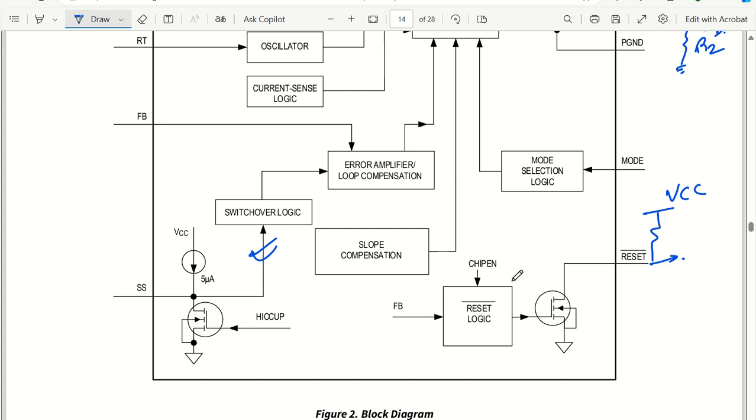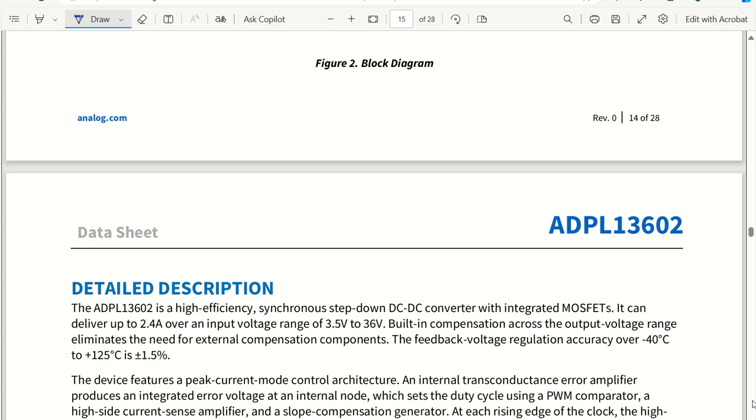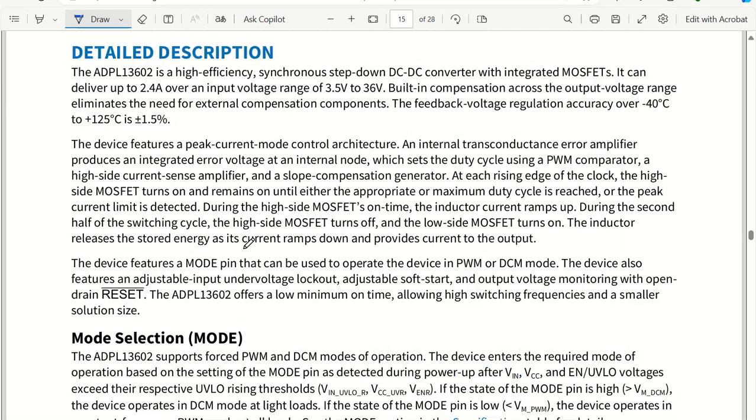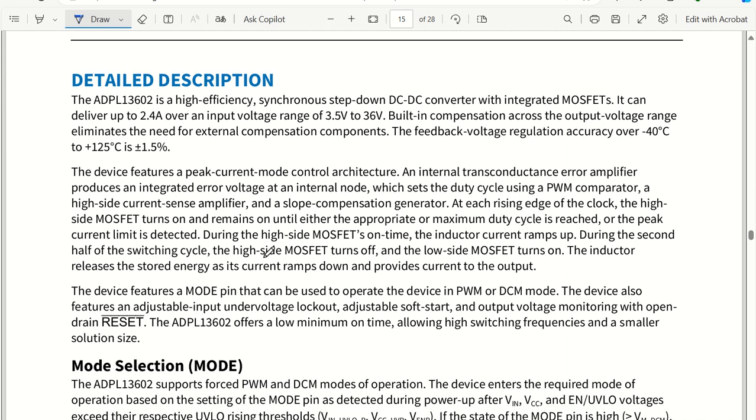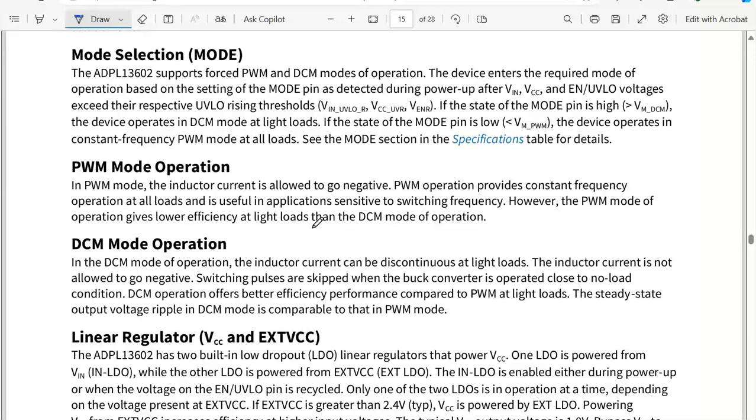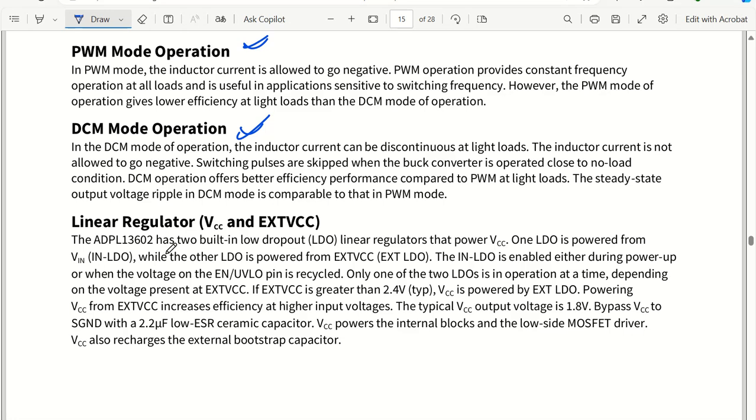Good. Moving on, let's move quickly into the detailed description. If you want to have a very good understanding of each and every word, you can read all of this, but there is no need. Let's get into the next mode. Going to the mode selection, for PWM operation or DCM operation, you can put the mode pin as high or as low, and linear voltage is there.